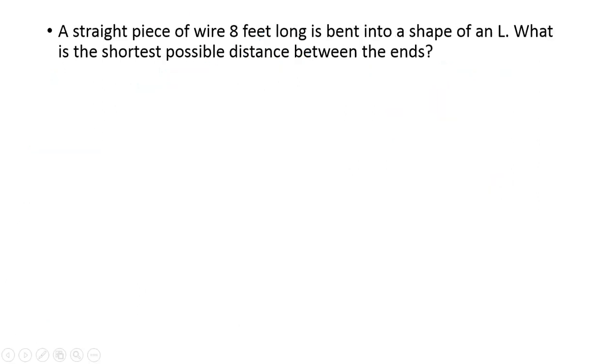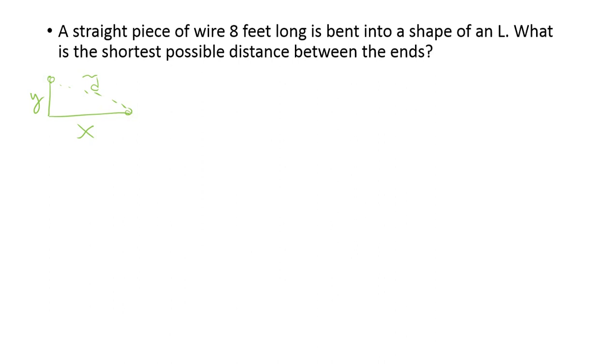All right, so moving on, this is number 6. We have a straight piece of wire that's 8 feet long, and it's bent to an L shape. What's the shortest possible distance from end to end? Okay, so x, y, and we're going to call the distance in between d. You could use any letters you want.